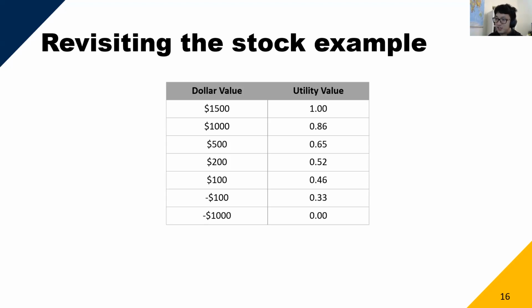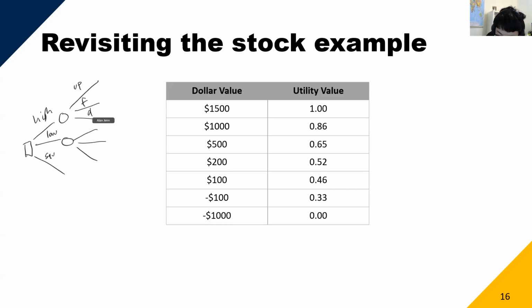And so we're going to redo this decision tree taking into account the utility values. Let me just really quickly draw the tree again. So we have high, low savings, and then it's something like this. Up, flat, down, up, flat, down. 0.5, 0.3, 0.2. Okay. And my final values here: negative 100, 200, 1,000, negative 1,000, 100, 1,500. Okay.